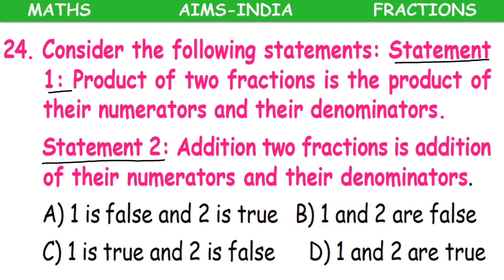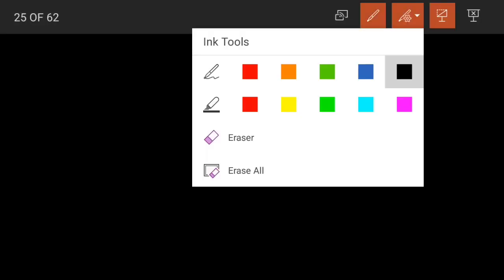Now coming to statement 1, children, product of two fractions. What does product mean? Multiplication. When I say 1 by 4 into, say, 2 by 4, we are having two fractions here which we are multiplying. We did not cover the topic multiplication of fractions in our lesson. Yes, but let me explain it to you here. 1 by 4 into 2 by 4.